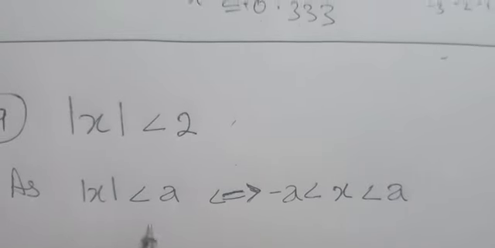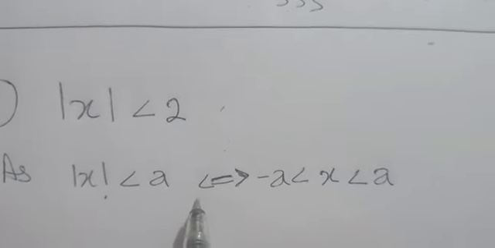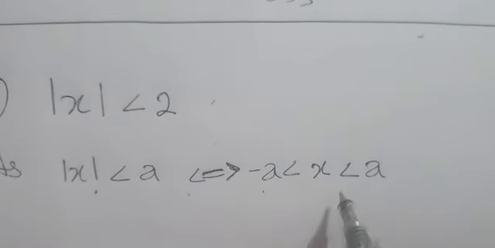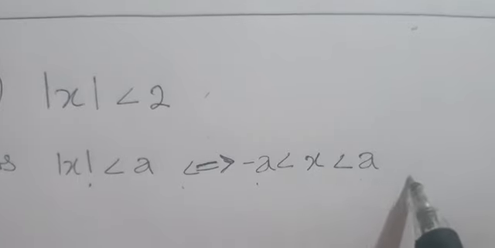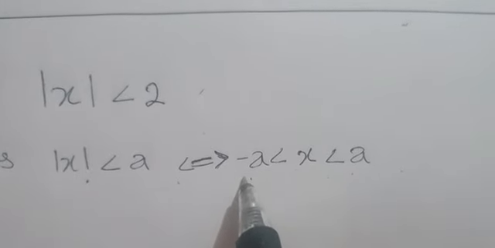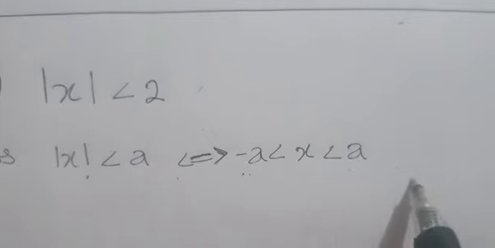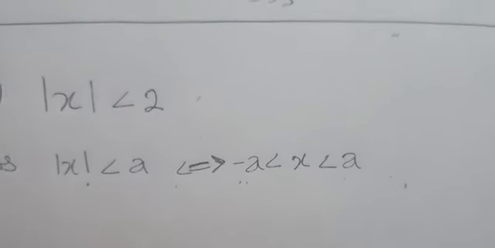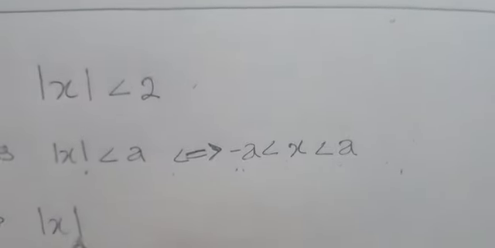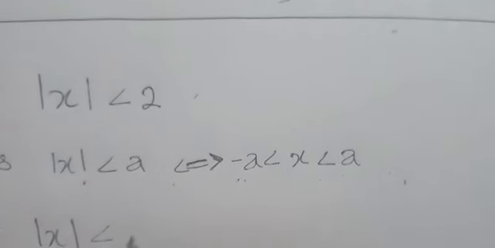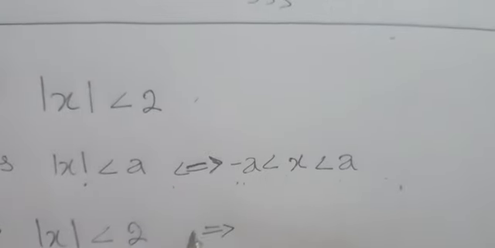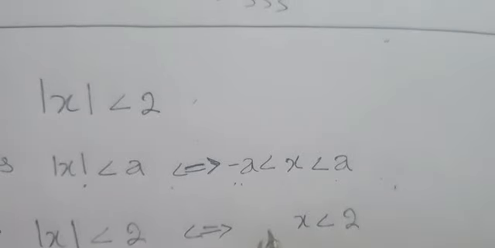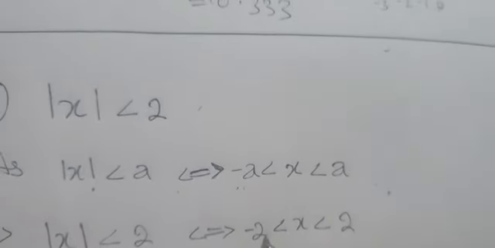Here, as we know, absolute of x is strictly less than a if and only if x lies between negative a and a, or you can say that x is strictly less than a and greater than negative a. We will use this property because our question is in this form. So this implies absolute of x is strictly less than 2 if and only if x is strictly less than 2 and strictly greater than negative 2.